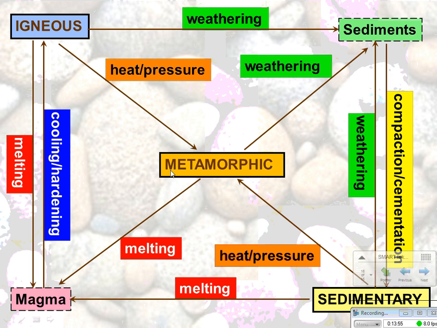The only way to get a metamorphic rock is to heat up and pressurize an existing rock, which would be either an igneous or a sedimentary rock. If you want an igneous rock, the only way you can get there is by cooling and hardening magma or lava. Could be the same thing.